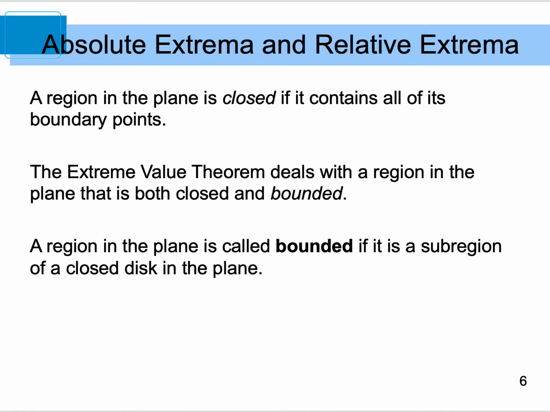So a region in the plane is closed if it contains all of its boundary points, which means that if the circles are colored in. So if you remember back in Calculus 1, we said, oh, if the circles are colored in, then it's closed, it's included. Same thing in a region of a plane if it contains all of its boundary points. If that's true, then that's a good thing. That helps us to get the relative extrema.